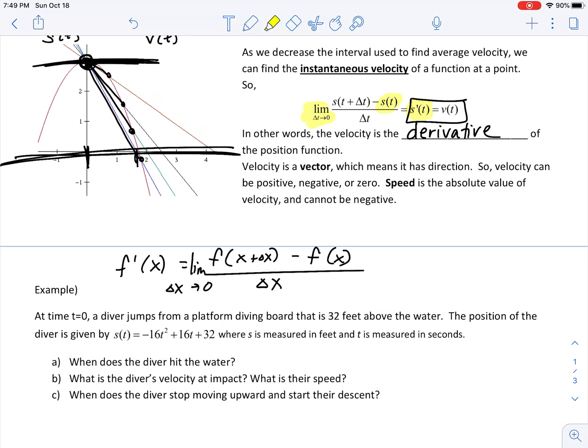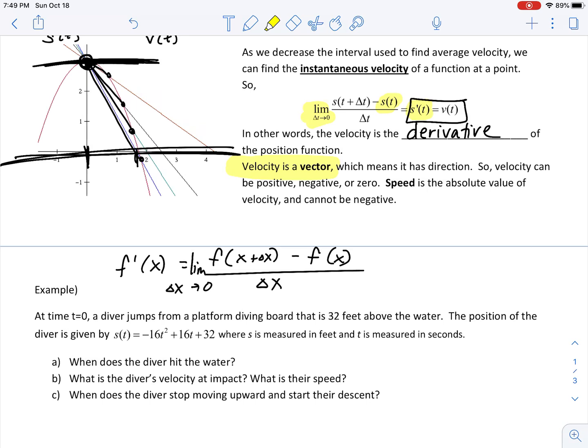Let's keep going on this. Velocity is a vector. You probably talked about this in physics this year already. If you haven't, I would be very surprised, or maybe you're just not in physics yet. Vectors mean that there is a speed and there is a direction. So velocity can be positive or negative or 0. Speed, however, cannot be negative.